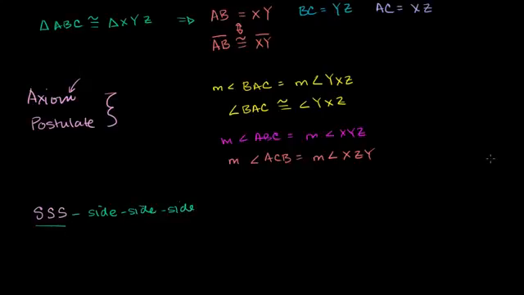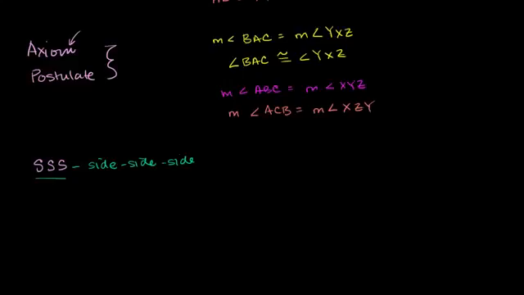And what it tells us is if we have two triangles, and so let's say that's another triangle right over there, and we know that corresponding sides are equal. So we know that this side right over here is equal in length to that side. We know that this side right over here is equal in length to that side right over there. And we know that this side over here is equal in length to this side over here.